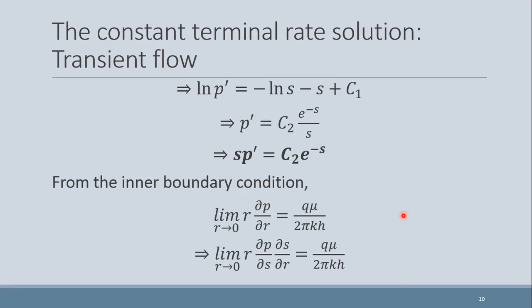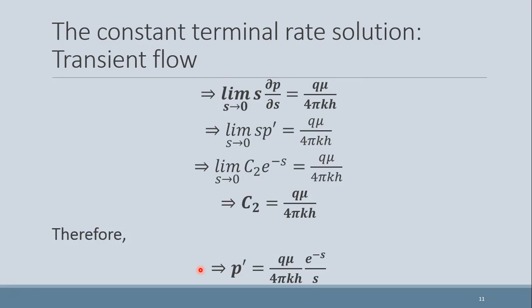So now we are changing the limit. Instead of r, we will be bringing s. So when r tends to 0, s also tends to 0. So limit s tending to 0, s del p by del s is equal to qb by 4 pi kh. So this implies limit s tending to 0, s p dash is equal to qb by 4 pi kh. Whereas limit s tending to 0, c2 e to the power minus s is equal to qb by 4 pi kh. So c2 is equal to qb by 4 pi kh, because we put s equal to 0 here, it becomes c2. Okay, so this way we find the value of c2.